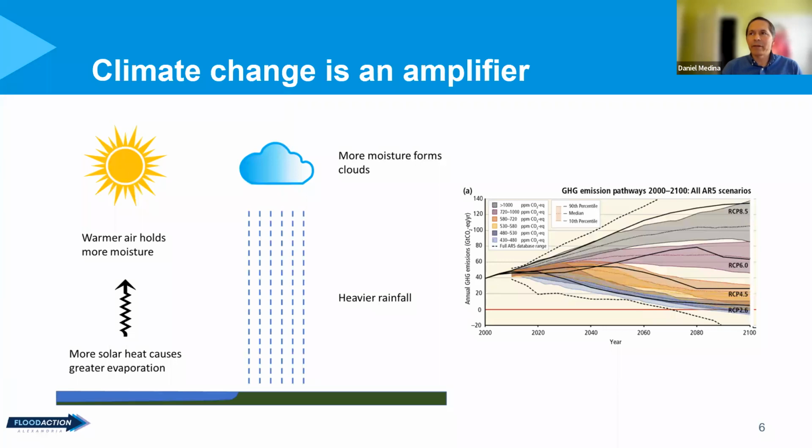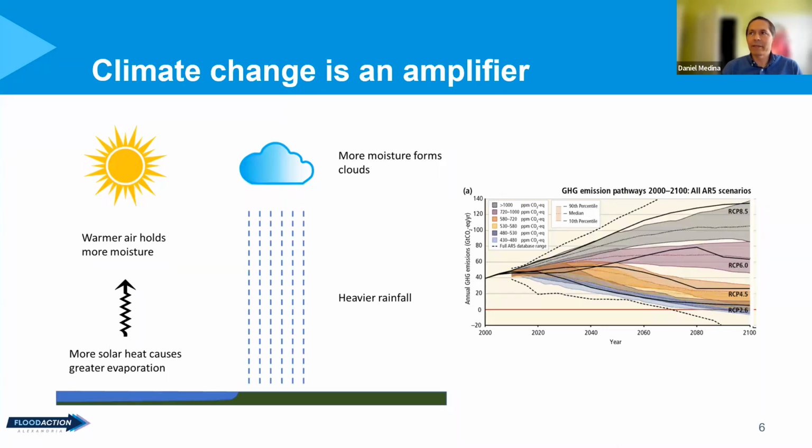In the graphic on the right, I'm not expecting you to understand everything that's going on there, but it shows on the horizontal axis the years from 2000 to 2100, and on the vertical axis it shows the annual amount of emissions of carbon dioxide and equivalents.